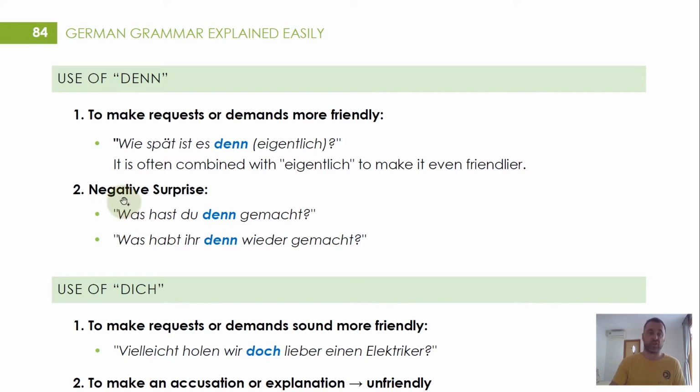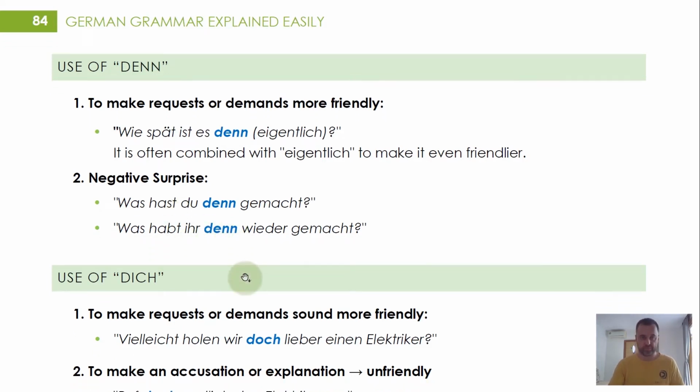We can also show a negative surprise with denn. Was hast du denn gemacht? So, what did you do? There's no translation here in English either. We just want to highlight that we're negatively surprised. Was habt ihr denn wieder gemacht? Same thing. What did you guys do? Again, it's a negative surprise.